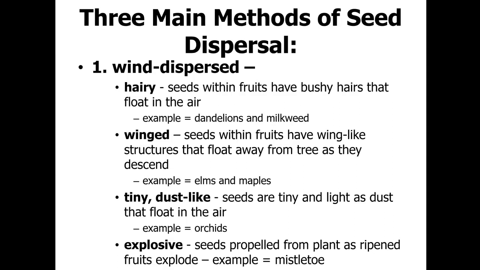You can also have tiny dust-like seeds, and these are going to be able to float through the air. We'll see these in things like orchids. And then sometimes the seeds will be in explosive structures, and so they'll be propelled from the plant as the fruit starts to ripen and it explodes. This will be things like mistletoe.